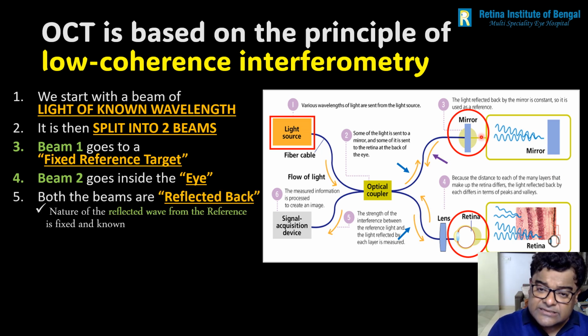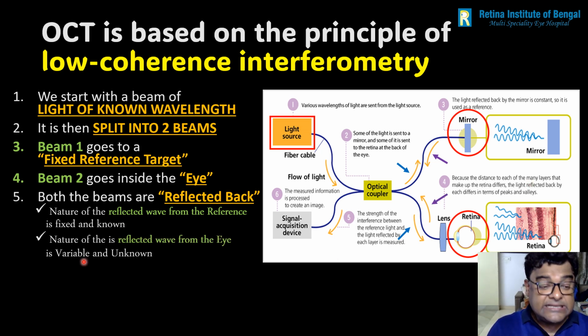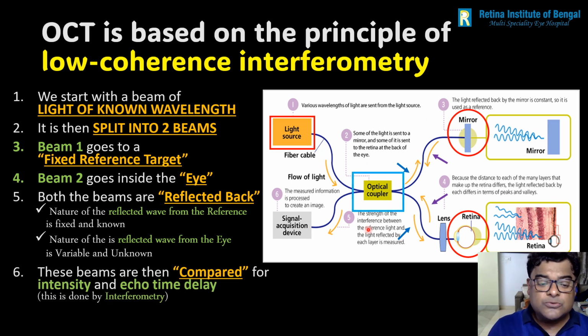The light reflected from the known reference target and the nature of that light is fixed and known. But the nature of the light reflected from the retina is variable and unknown. We then compare these two beams by doing what we call interferometry, and we compare them for intensity and echo time delay.